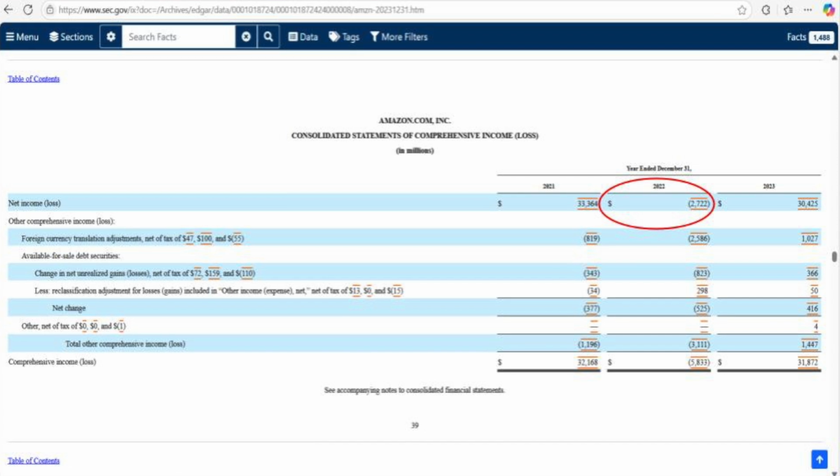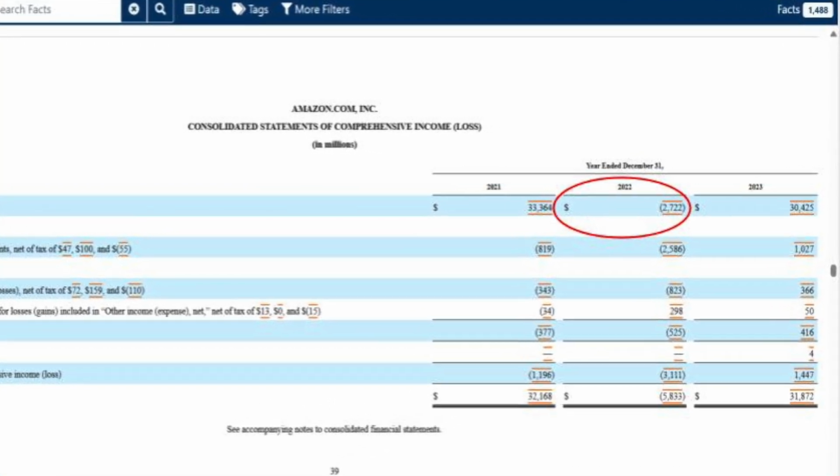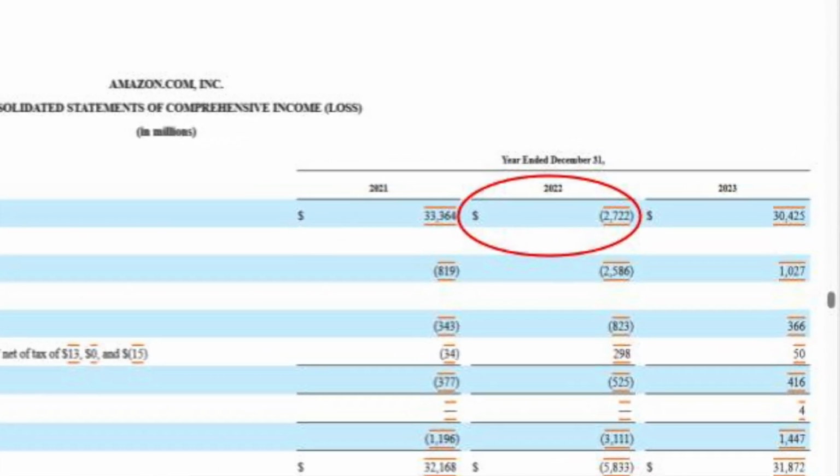For example, for 2022, Amazon reported a total net income loss of $2,722,000 on its 10-K report. This steep number may be a red flag Amazon would really rather not wave. Yet thanks to the SEC, all green and red financial flags hang high for all eyes to see.